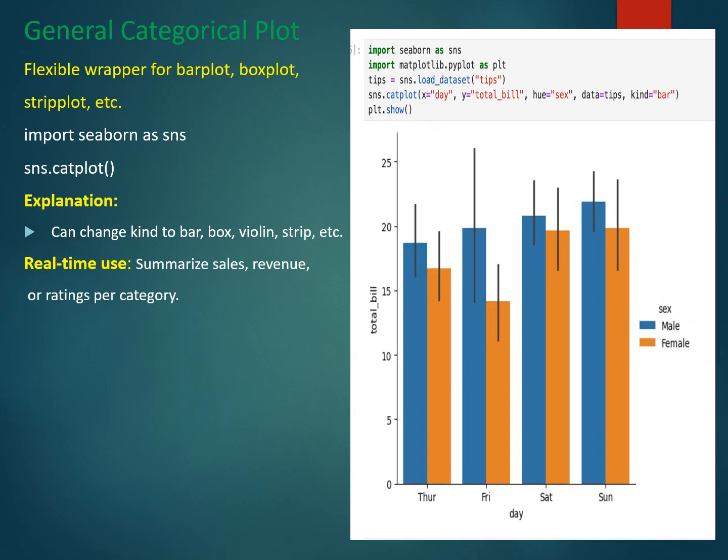General categorical plot. Catplot is a flexible wrapper for categorical plots. You can switch between bar, box, violin, strip. In ML projects, catplot simplifies grouped analysis.